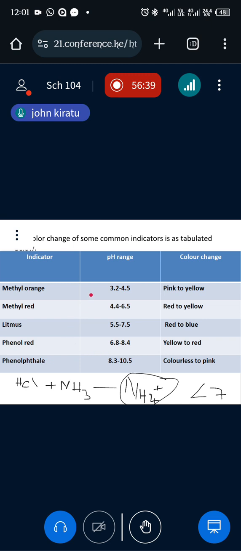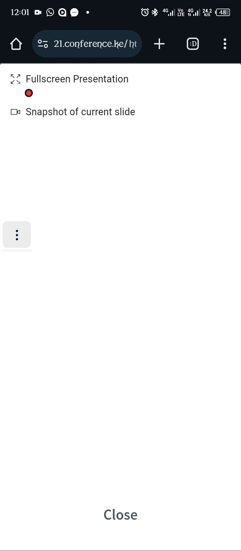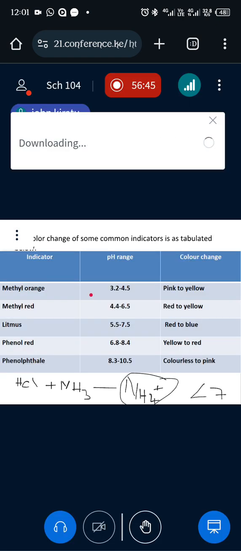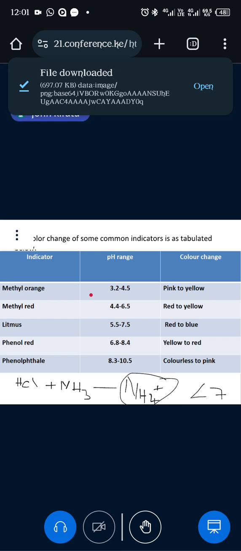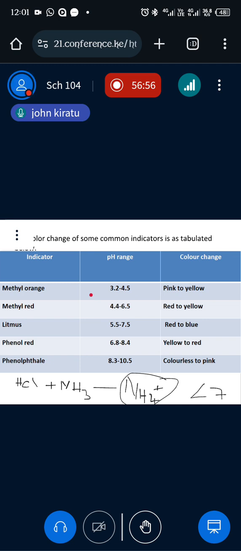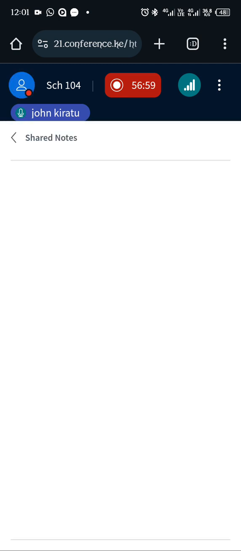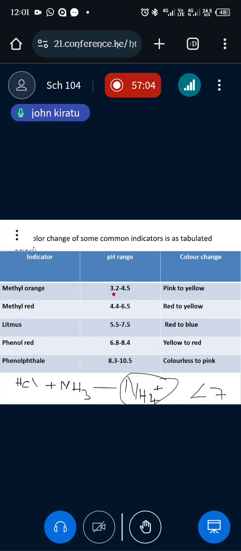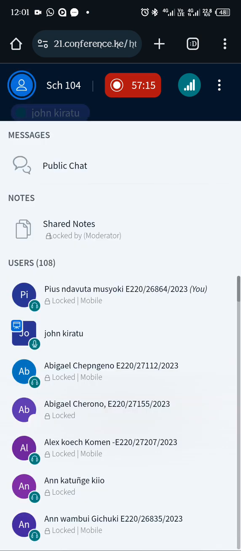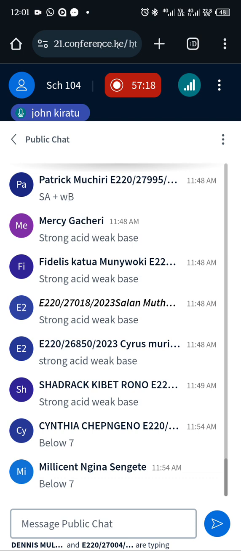If, for instance, you are doing an experiment, you look at the acid or base you are using. So you categorize it. If it's a strong acid, strong base, then you can make a decision on what to use. So I think it's very clear how we choose indicators.